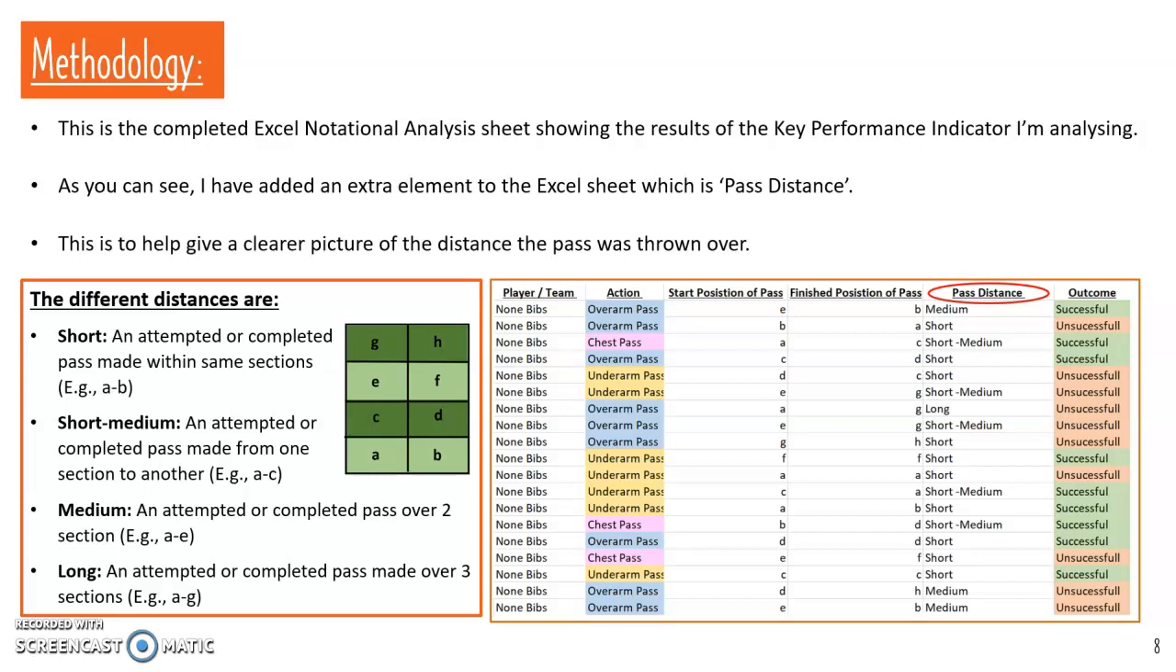So you've got a short pass. An example of this would be, seeing a square again, the pitch would be from A to B. A short medium would be from A to C. A medium pass would be from A to E, and a long pass would be from A to G. And I'll let you read the definitions in clearer detail for a brief moment.